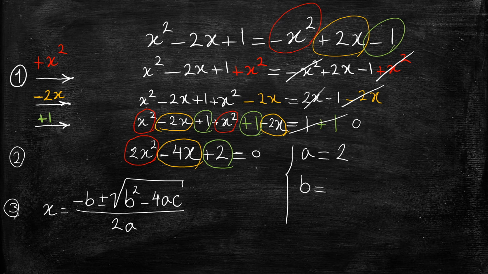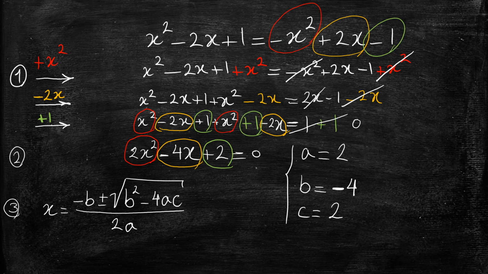What is b? Can you figure out what b is? If you want, pause the video. b is the factor multiplied by the unknown to the power of 1. What is multiplied by the unknown to the power of 1? -4. -4 is multiplied by the unknown to the power of 1. And lastly, c is the lone number, +2. So a, b, c are figured out.